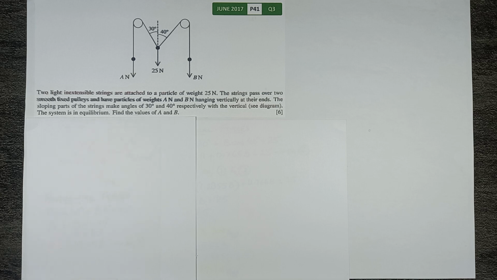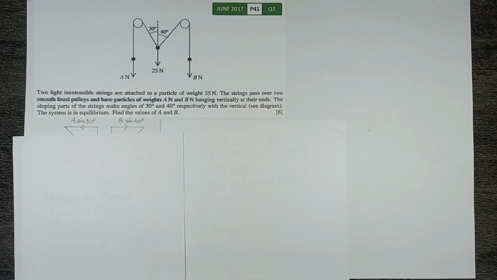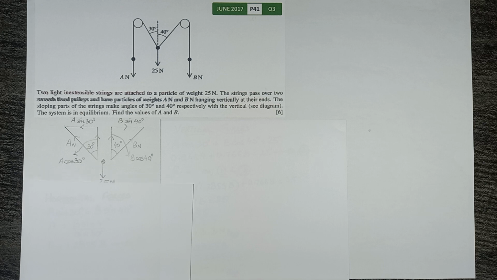So basically the condition that they have given us is an equilibrium condition. And based on that equilibrium condition, we have to find the values of A and B. Equilibrium means the opposite forces are equal. That means the opposite horizontal forces are equal as well as the opposite vertical forces are equal.